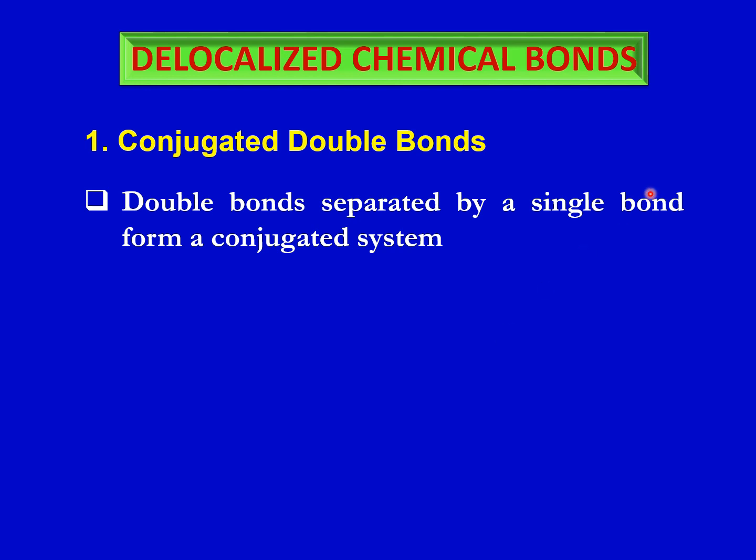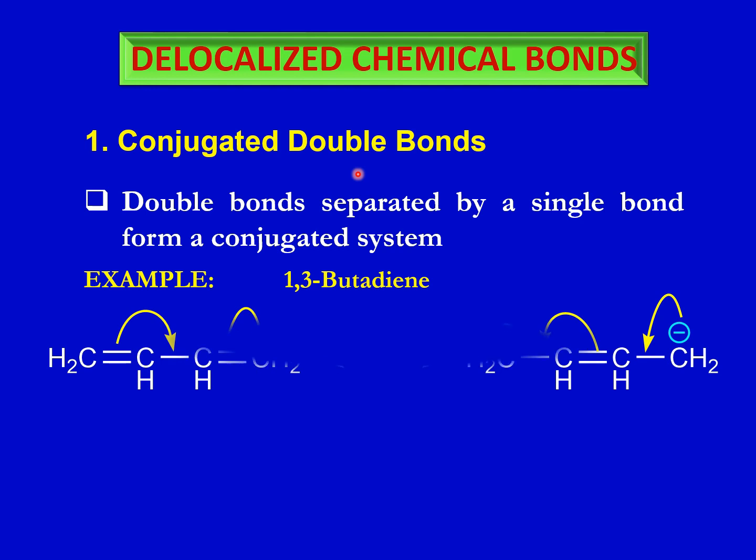So you have a double bond, then a single bond, and then another double bond. It's like an alternate double and single bond system, and such a system is known as a conjugated system. Molecules with conjugated double bonds have delocalized chemical bonds. A very famous example is 1,3-butadiene. Let's see how the bonds in 1,3-butadiene may be delocalized.